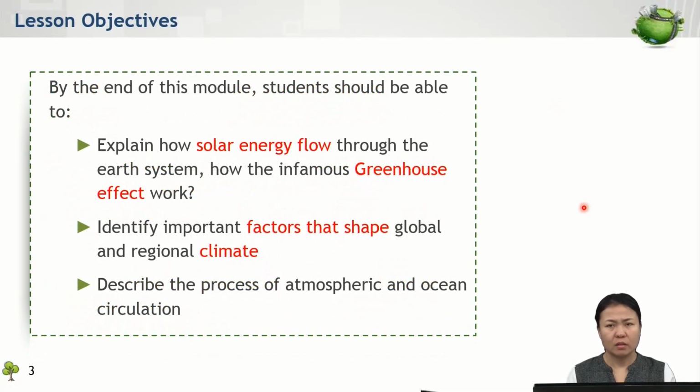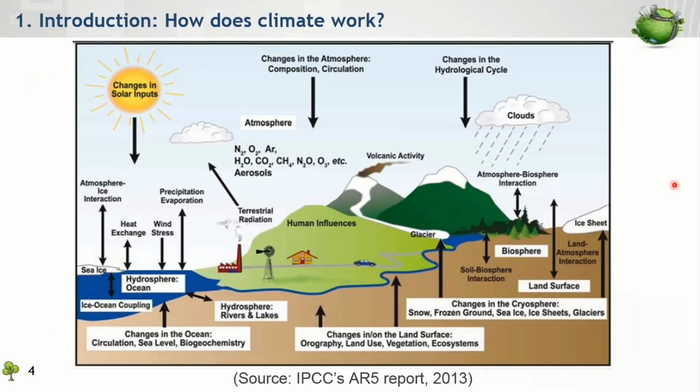So by the end of this lesson, you should be able to first explain how the solar energy flows throughout the Earth system and how the greenhouse effect works. Then you should also be able to identify the important factors that shape the global and regional climate pattern. And you should also be able to describe the process of the atmospheric and ocean circulation and their impact on the climate system.